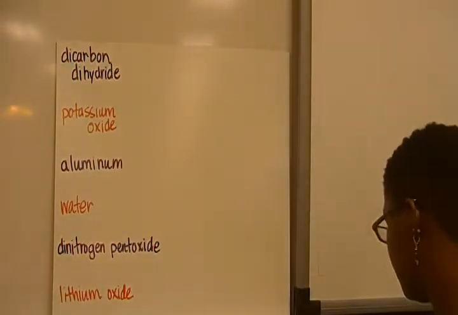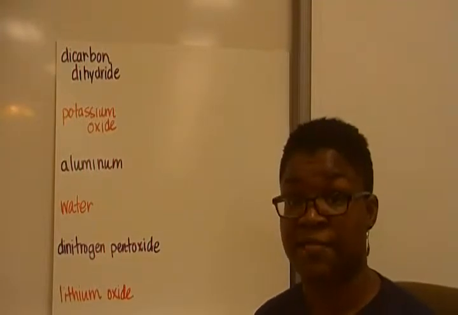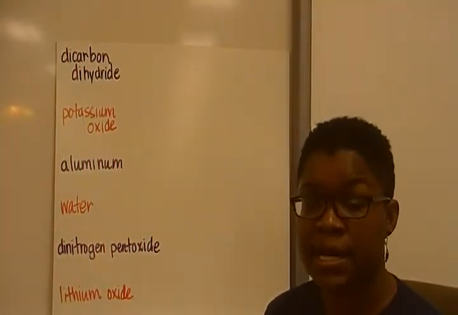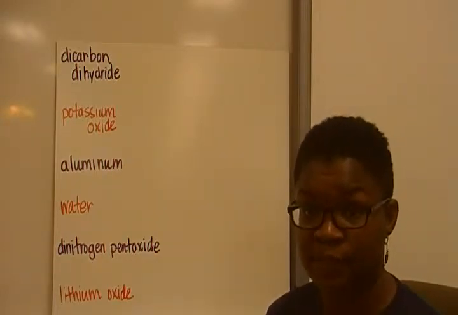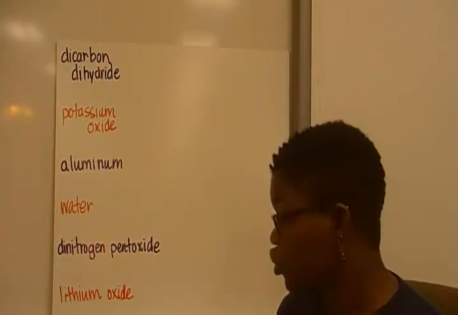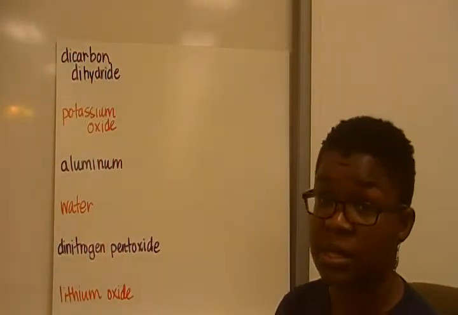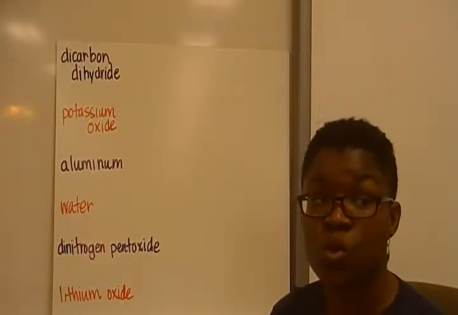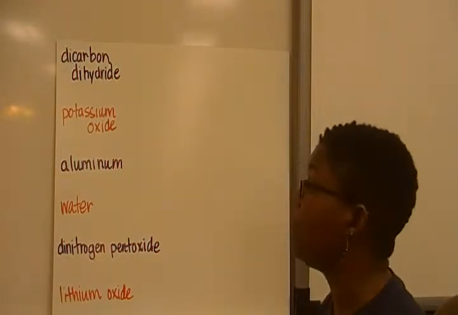So, we have a series of names here. And whenever we have a name, there are several questions that we have to ask. The first question is, is it an element or a compound? Now, elements feature only one element from the periodic table. Compounds feature two. So let's look at our first problem. Our first problem here is dicarbon dihydride. The question is, is it an element or is it a compound? Well, it includes two separate elements, so it is going to be a compound.